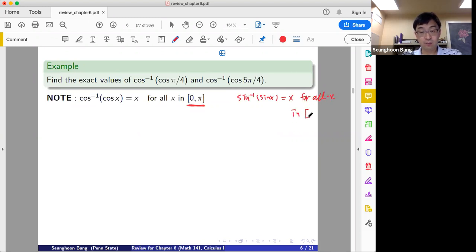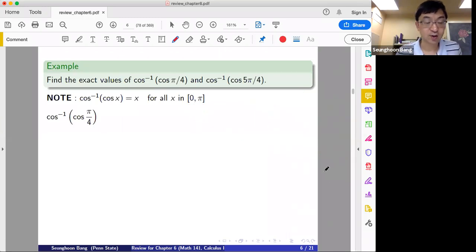in the domain negative pi over 2 to pi over 2. So like this. What happens with inverse tangent? This one is the cancellation equation for all x in the open interval negative pi over 2 to pi over 2. So really be careful. We have totally different domains. For the cosine function, you can do the cancellation equation when x is between 0 and pi. For the sine function, minus pi over 2 to pi over 2. For the tangent function, minus pi over 2 to pi over 2, excluding endpoints.